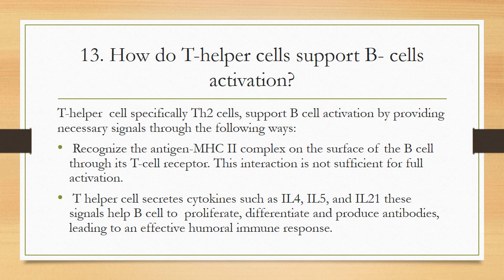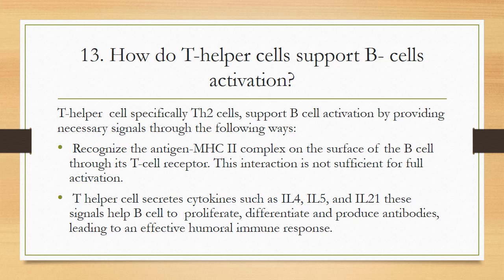We have seen T helper cells divided into two main types, TH1 and TH2. TH1 produces cytokines, supports T cell and macrophage activation, and also supports inflammation. Also, T helper cell 2 or TH2 cells support B cell activation and other immune responses that require antibodies. So T helper cells, specifically TH2 cells, support B cell activation by providing necessary signals through the following ways.